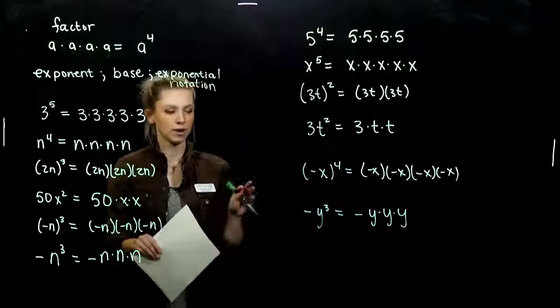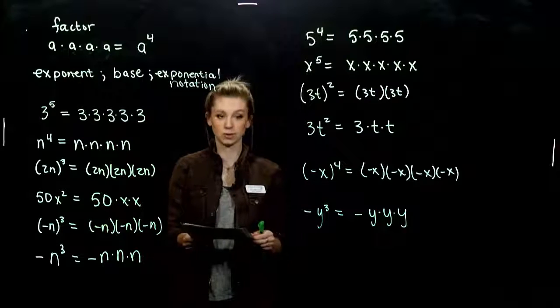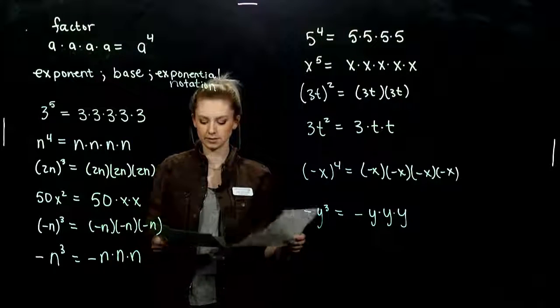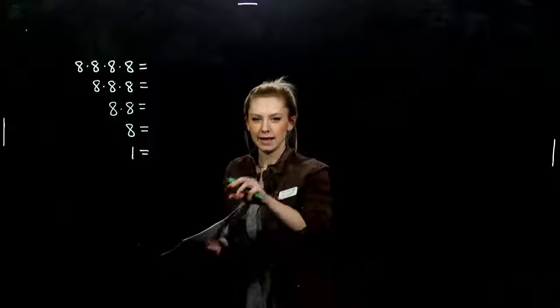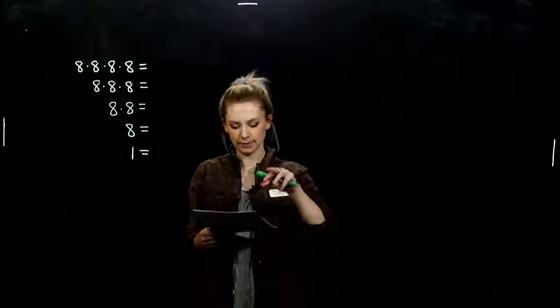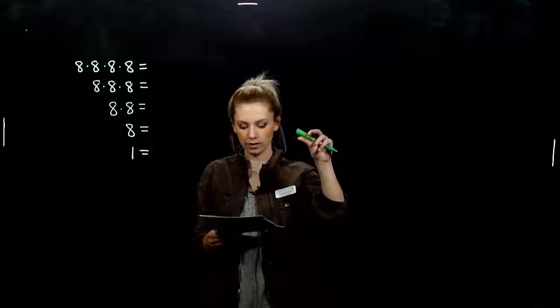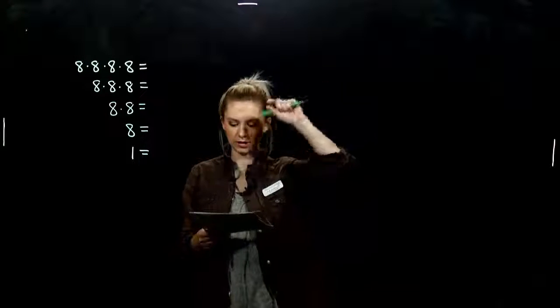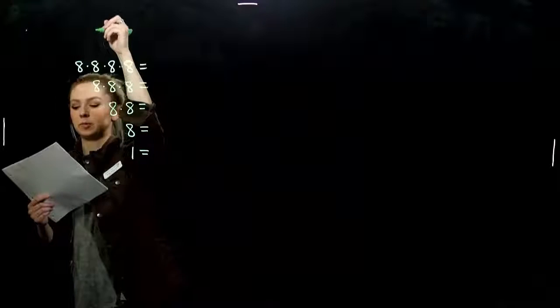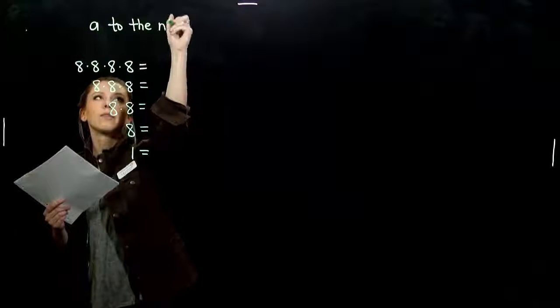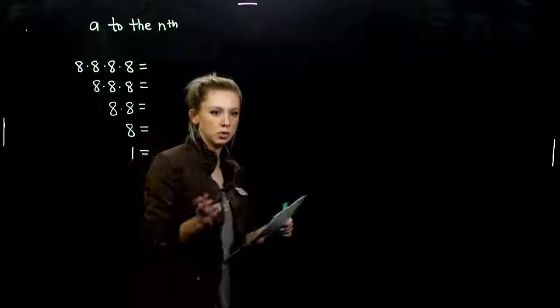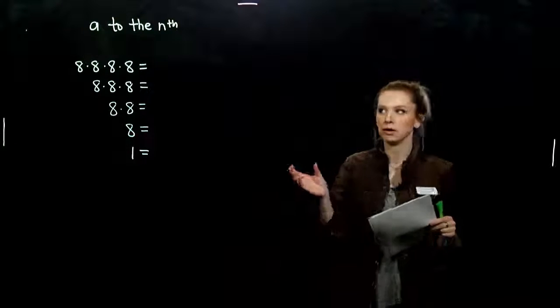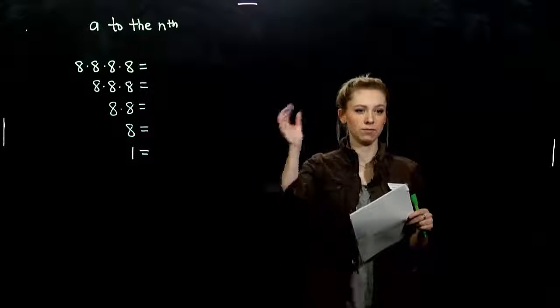Alright. So be careful with the parentheses. They do make a huge difference with these exponents. So we read a raised to the nth, where a is the base, and n is the power. We read that as a to the nth power, or a to the nth, simplified. So a to the nth. So if we have base 2, and power 5, it's 2 to the 5th.